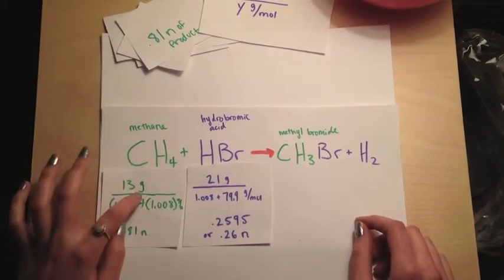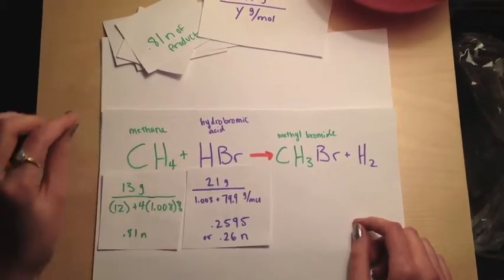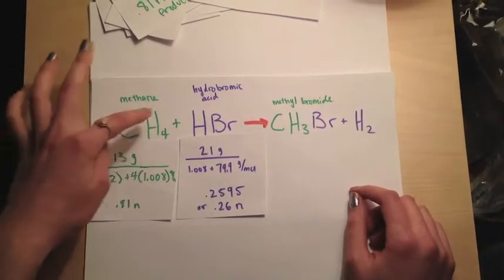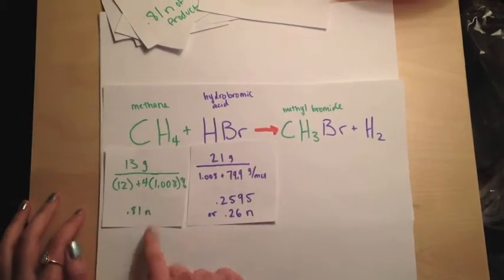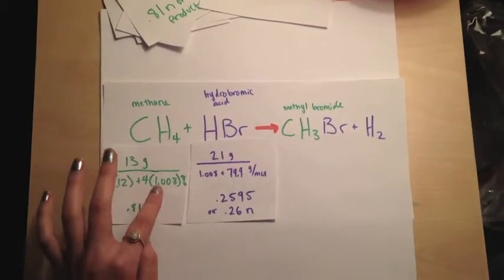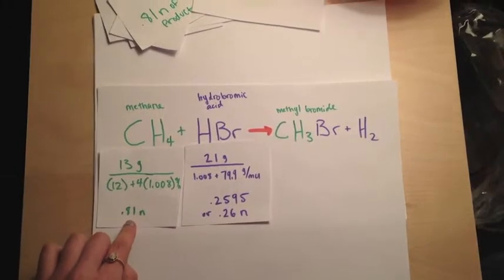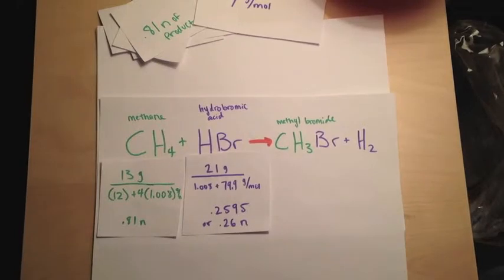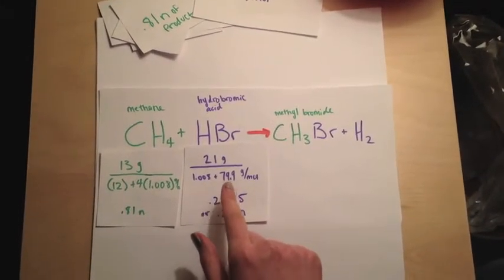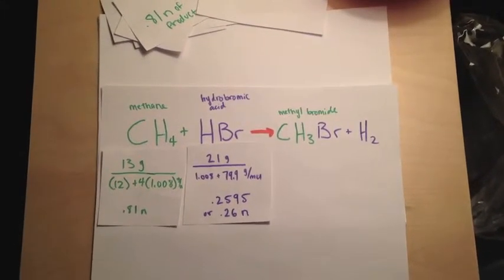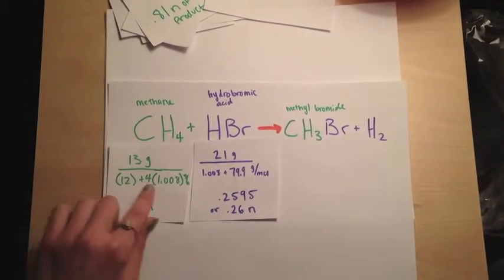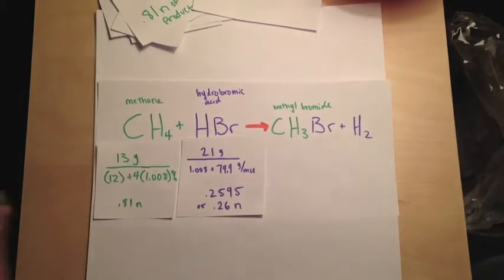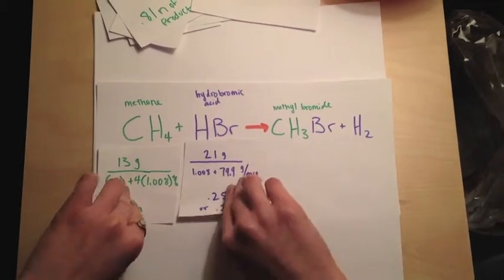So we're going to divide 13 grams by the molar weight of methane, which is just the molar weight of carbon, plus 4 of the molar weights of hydrogen, because there's 1 carbon and 4 hydrogens. So it's 13 divided by 12 plus 4 times 1.008, and we're going to get about 0.81 moles. We can do the same with hydrobromic acid and divide 21 grams by 1.008 plus 79.9 grams per mole and get 0.26 moles. And if you're wondering where we got these numbers, the 1.008, the 79.9, it should be on your periodic table, or you can look them up online. That's not something you need to know.